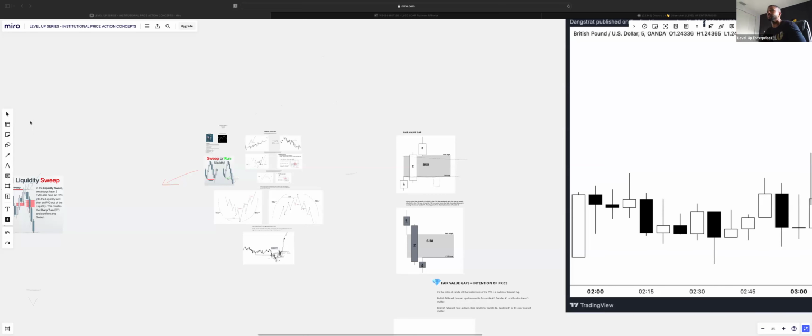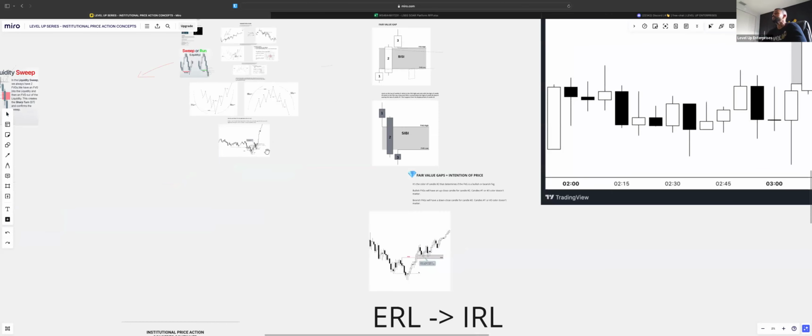I really want you guys to understand that the market does two things. The market goes after liquidity and it rebalances price. Why? Because the goal is to offer fair value when it comes to price.